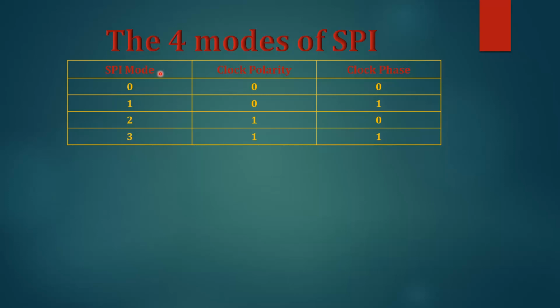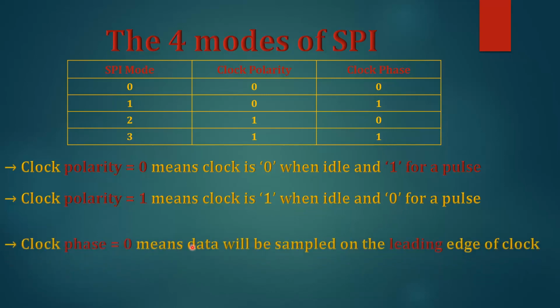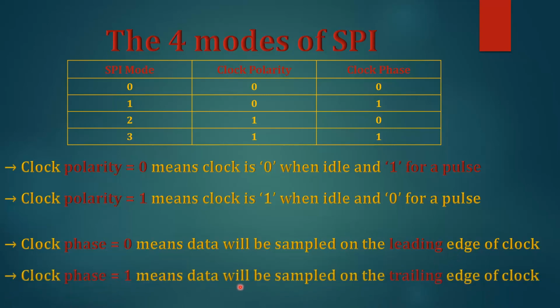Now let's understand them one by one. By clock polarity equal to 0, we mean that the clock is 0 when idle and 1 for a pulse. This is the standard. Similarly, when clock polarity is 1, the condition is reversed. The clock is 1 when idle and 0 for a pulse. Similarly, for clock phase, when we say clock phase equal to 0, that means the data will be sampled on the leading edge of the clock, that is the starting of the clock. And when phase equals 1, that means the data will be sampled on the trailing edge, that is when the clock is transitioning to the end.